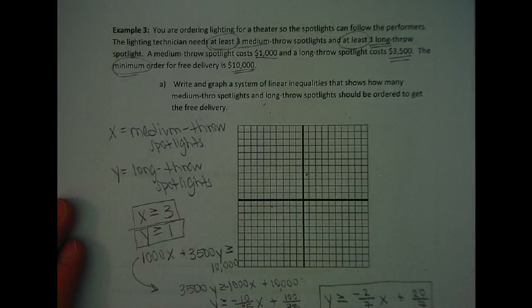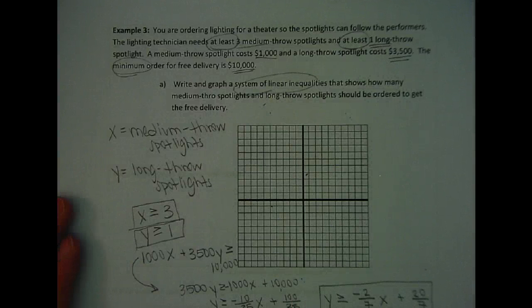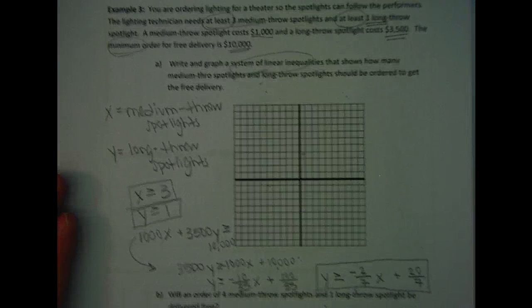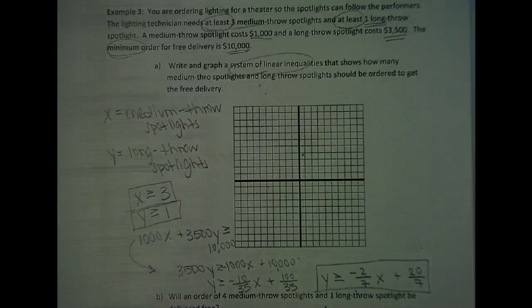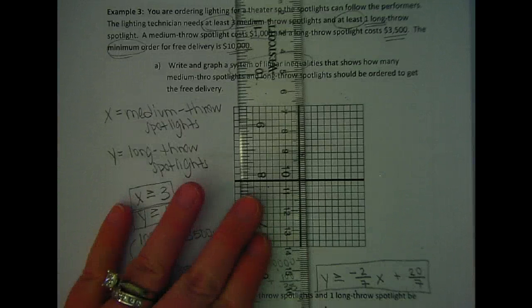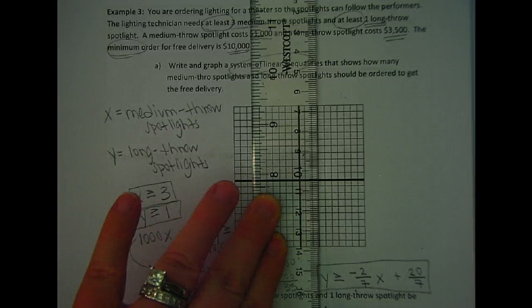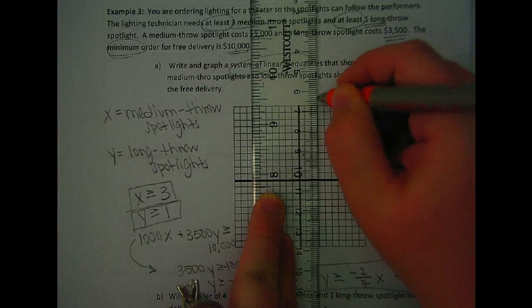Okay, so I need to graph this inequality and these. They're the ones that make up my system of linear inequalities. Let me scoot that up just a little bit for you. There we go. So first off, x is greater than or equal to 3. We know that's going to be a vertical line at 3. So 1, 2, 3 right here. I'll do that in orange for you. It's greater than or equal to, so solid line.